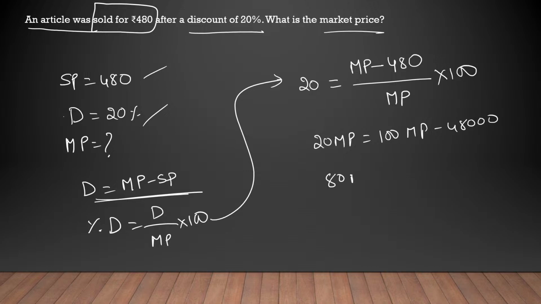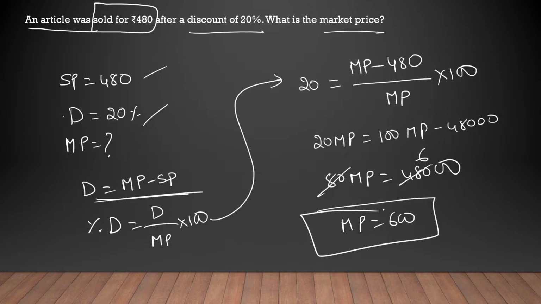So your 80 MP is going to be 48000. So MP is going to be 600. So that's the actual market price. If you want, you can solve the problem using the formula. Percentage discount equals discount by market price into 100. And we know the selling price here. We know the discount percentage. The only unknown variable is market price. You can find that out using the formula.